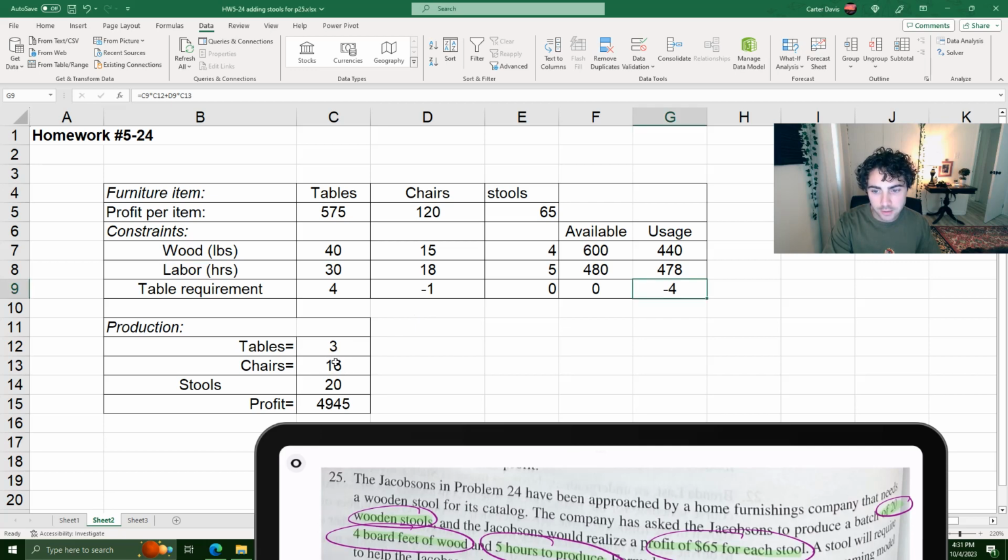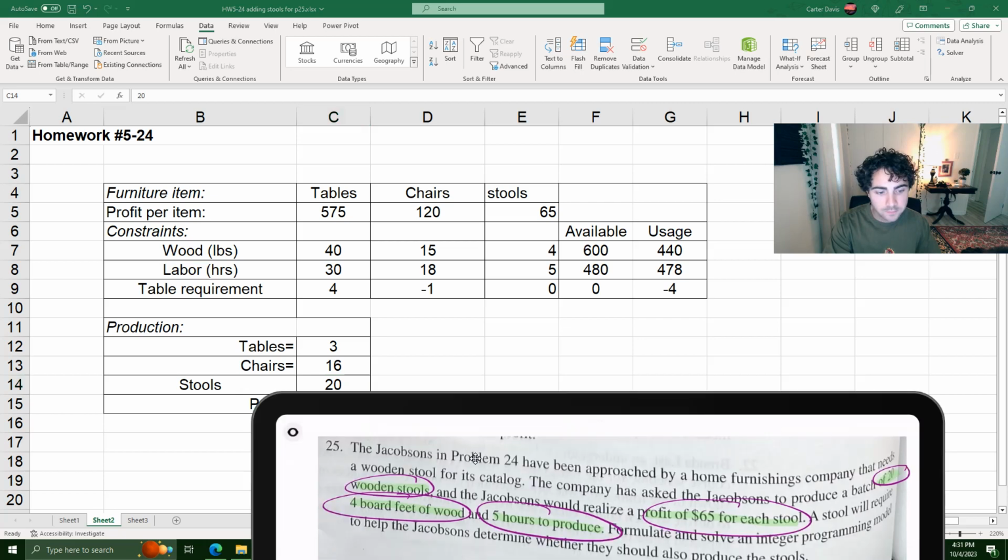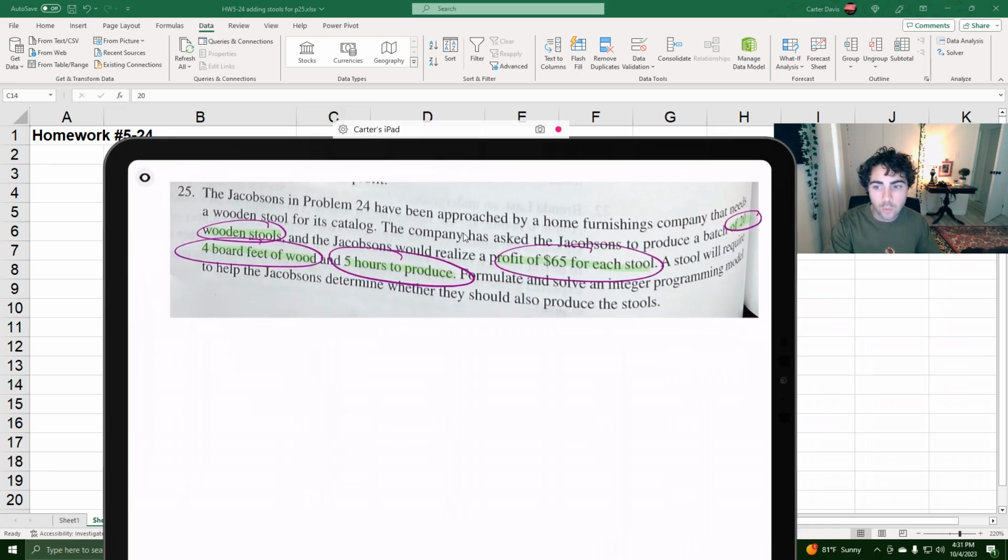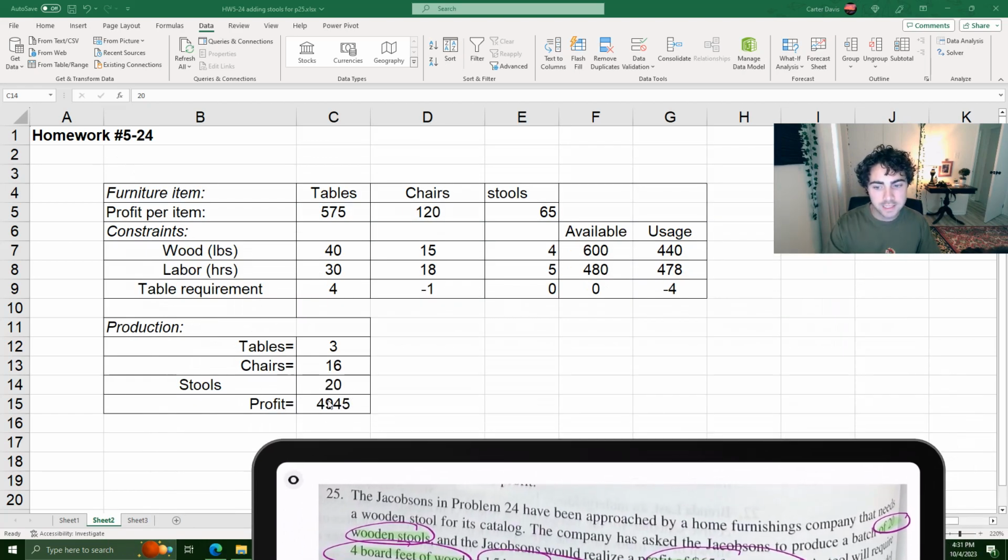Tables and chairs are going to be the changing variable cells. But stools, what I did, since they've only asked us to produce 20 stools, we're not producing less, we're not producing more. We are either producing 20 stools or we're not. So I took the approach of, let's set stools equal to 20 and see what the profit would be, and then compare it to the previous profit of just doing tables and chairs and see if we make more money, more profit by doing the stools as well.